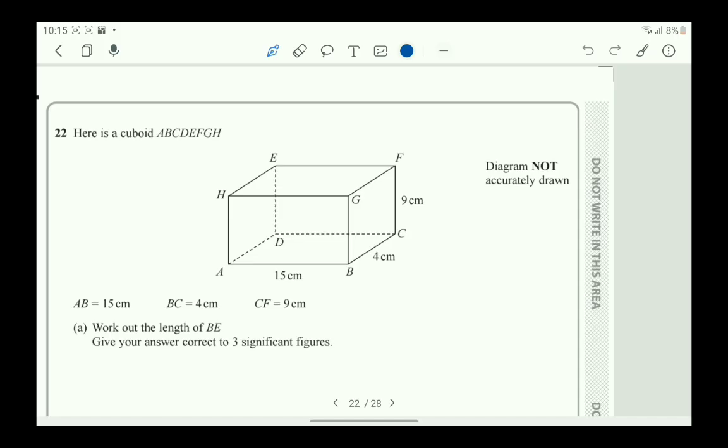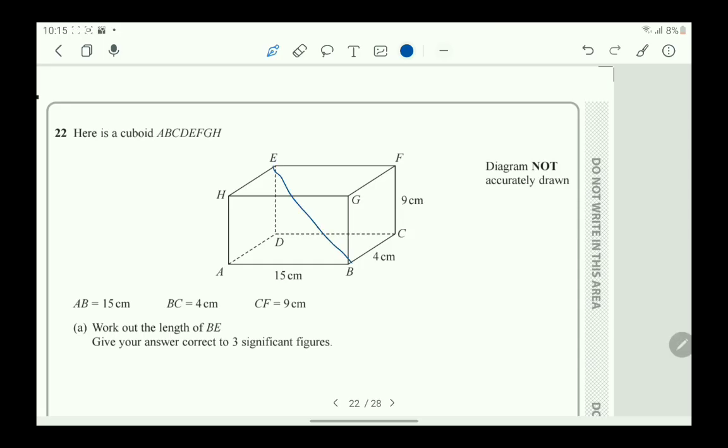Question 22. Here is a cuboid ABCDEFGH. AB equals 15 cm, BC equals 4 cm, CF equals 9 cm. Work out the length of BE. Give your answer correct to 3 significant figures. So BE is this diagonal length which we need to find out.